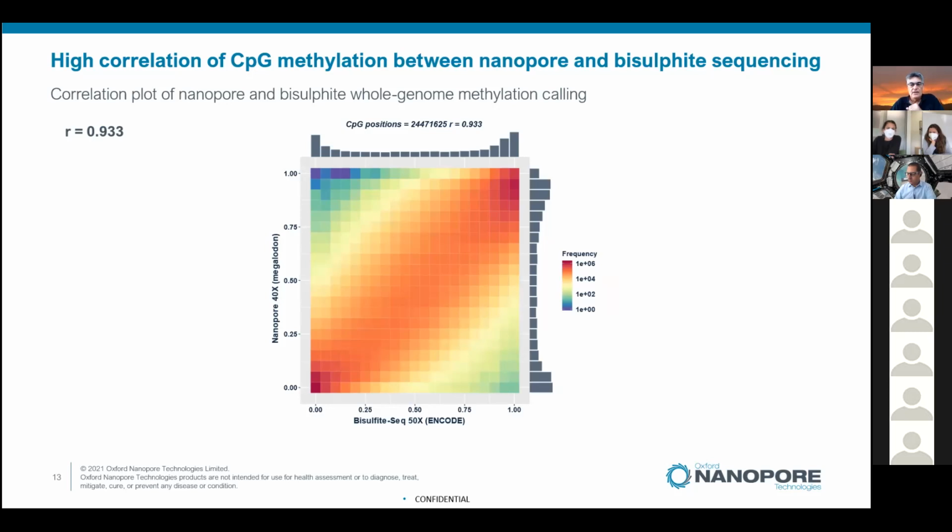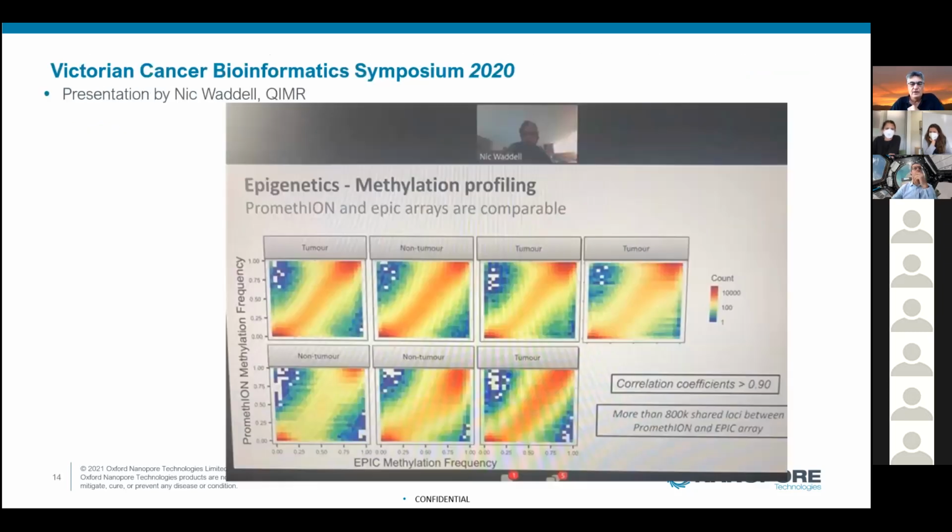In fact, it's higher than that these days. This is a little bit of an older slide. And we also compare very well with methylation arrays. This is a screenshot from a customer in Queensland who did her own internal comparison with the EPIC arrays, and she confirmed that our correlation is over 0.9.